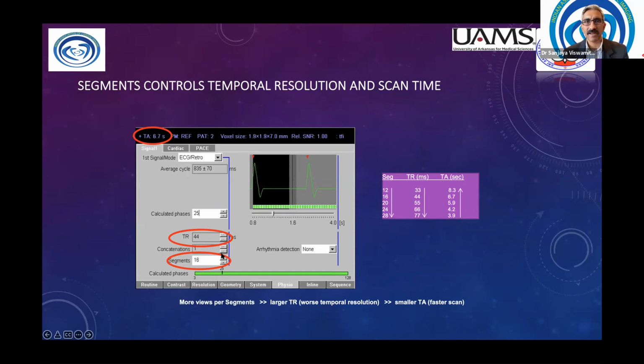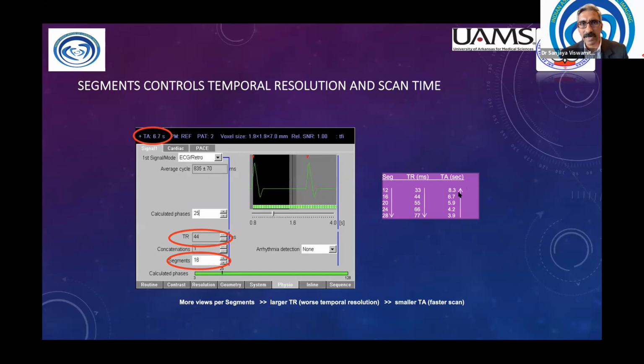If this person was able to comfortably hold his breath for longer periods of time, I would definitely choose to reduce the number of views per segment, go down to 12, improve my temporal resolution to about 33 milliseconds, and be able to get a reasonable acquisition of about 8 to 9 seconds.